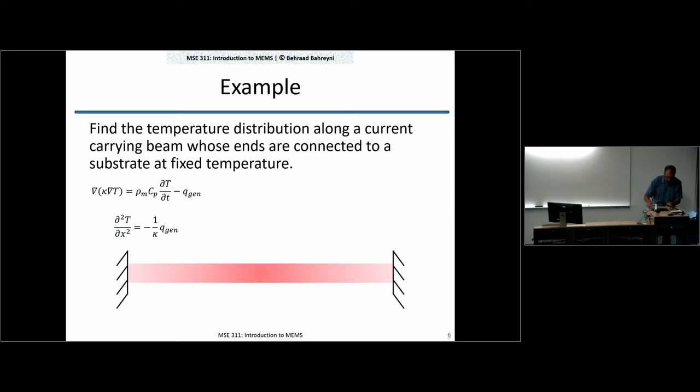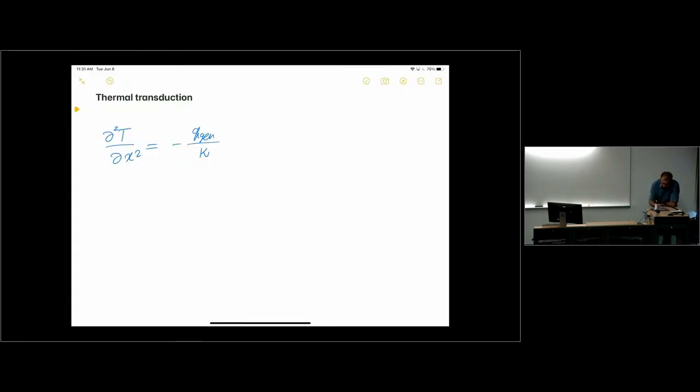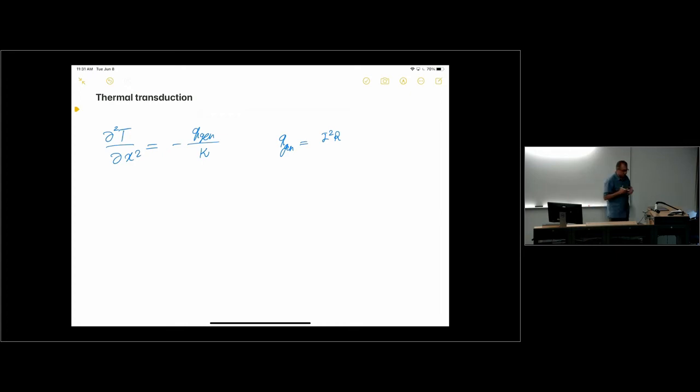So in this case, I have the solution, and you have it on your slide. I just want to quickly show how we can solve this equation. The second derivative of T with respect to X squared is minus Q gen over kappa. All right, so what is Q gen? Well, Q gen in this case, it's a resistor. It's I squared R. I know that's the amount of power I dissipate on a resistor. But Q gen is normalized to volume. So I divide it by the volume of the beam. If it is of length L and cross-section A, that's the volume of the beam, LA, right? So that's Q gen. And I squared R is the power that I dissipate on this electrical resistor.